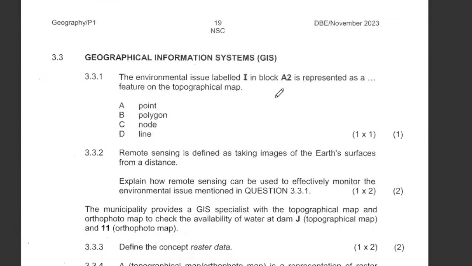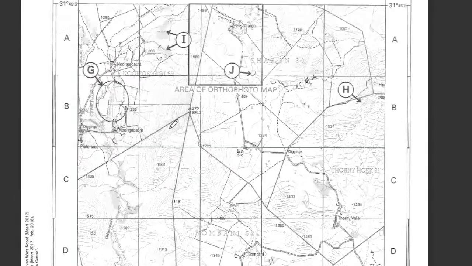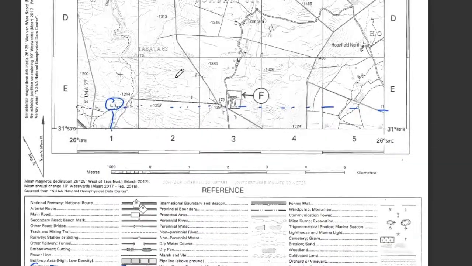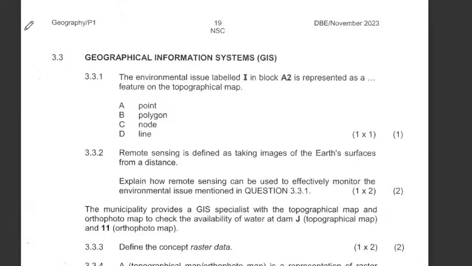The environmental issue labeled I in block A2. I in block A2 is represented as a feature on the topographic map. We go to block A2. A2 is here. I is here. And this, when you check the key, is a dry pan. Okay. So when you check a dry pan, the feature it represents is a polygon.